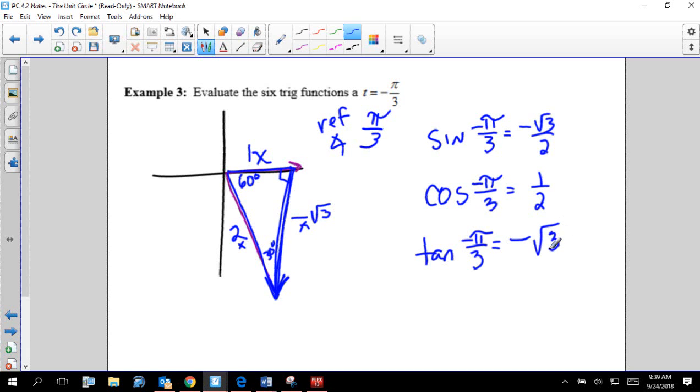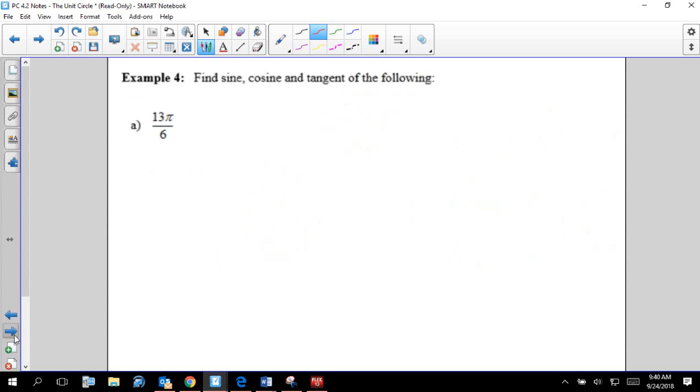And then the other 3, I ran out of space. The other 3 are -2 radical 3 over 3, positive 2, and then negative radical 3 over 3. Those are the reciprocal ones. This just asks for sine, cosine, and tangent.